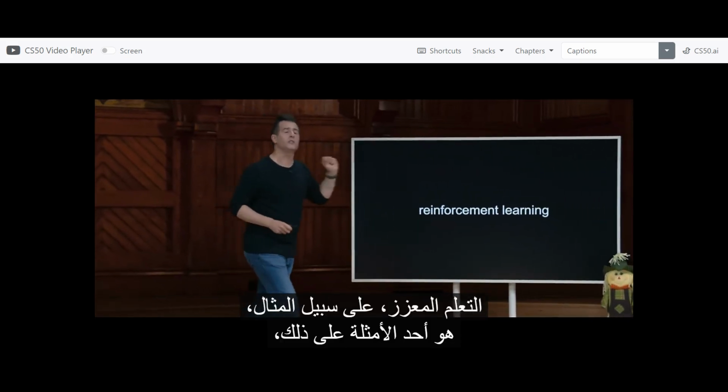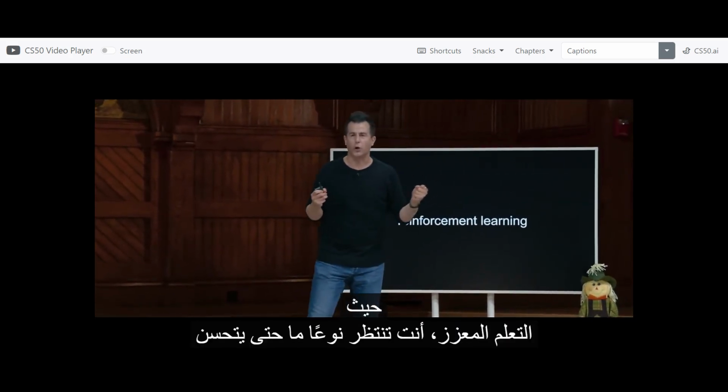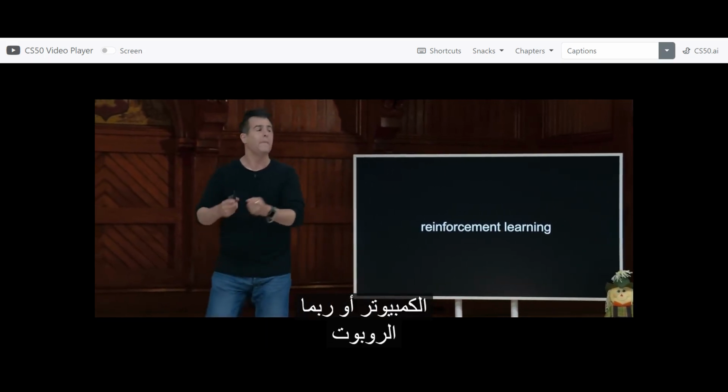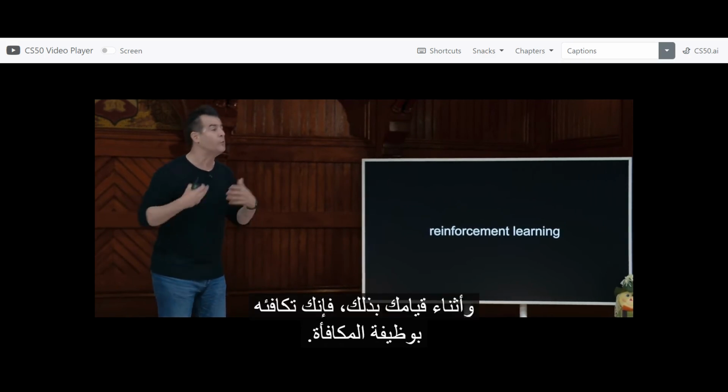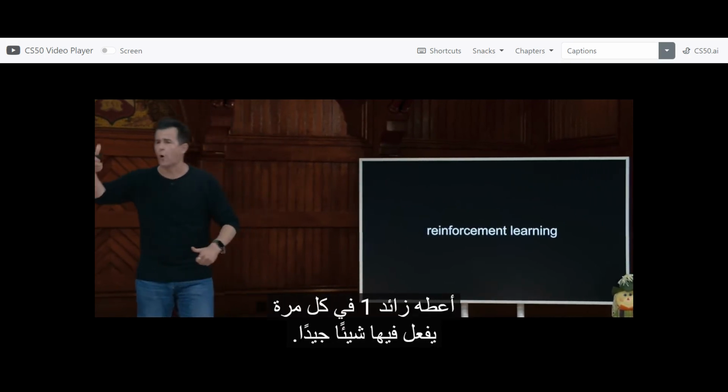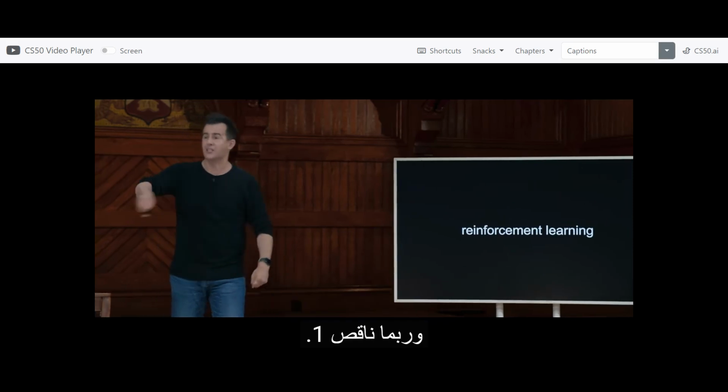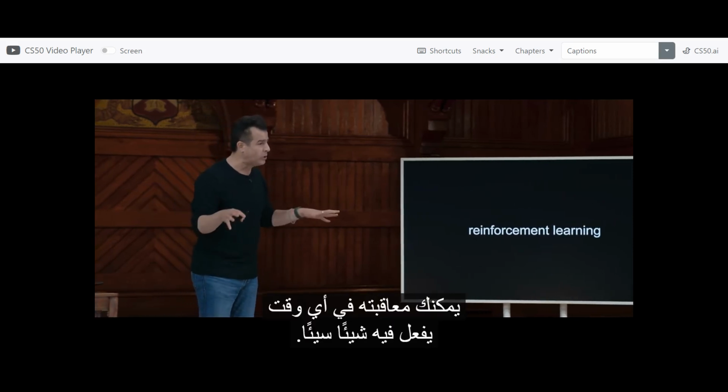Reinforcement learning, for instance, is one such example, where in reinforcement learning, you sort of wait for the computer or maybe a robot to just get better and better at things. And as it does, you reward it with a reward function. Give it +1 every time it does something well, and maybe -1. You punish it anytime it does something poorly.